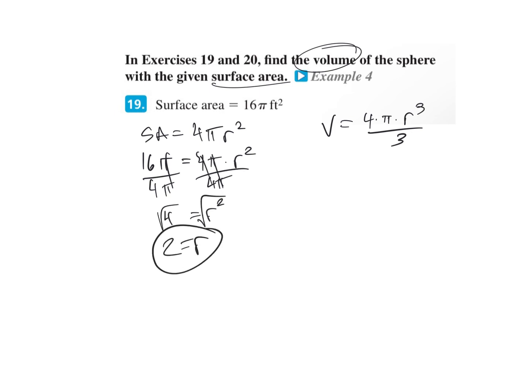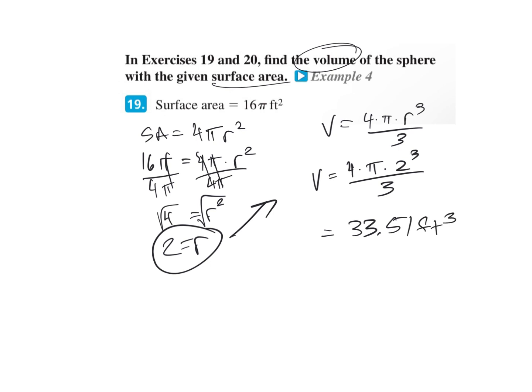So now that we know what the radius is, we can do the volume. Volume equals 4 times pi times 2 cubed divided by 3. So 2 cubed is 8, times pi, times 4, and we divide by 3, and we finally get our answer of 33.51 cubic feet.